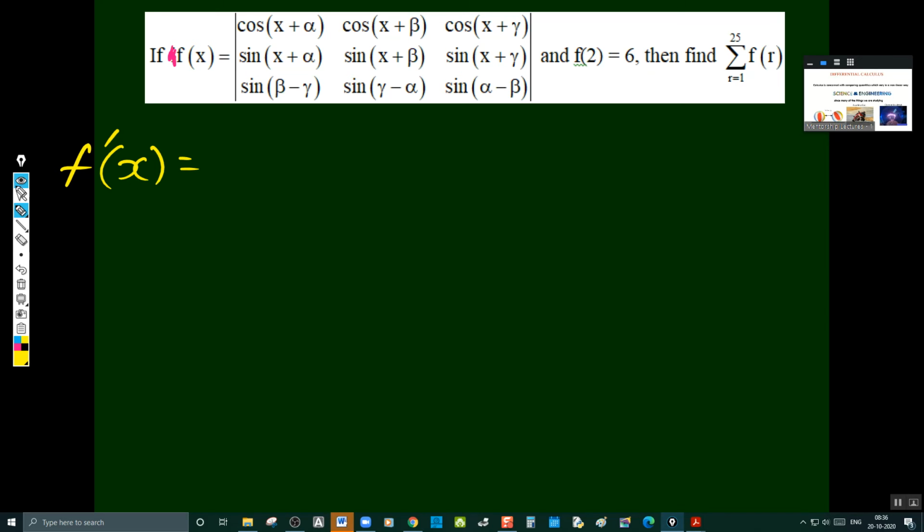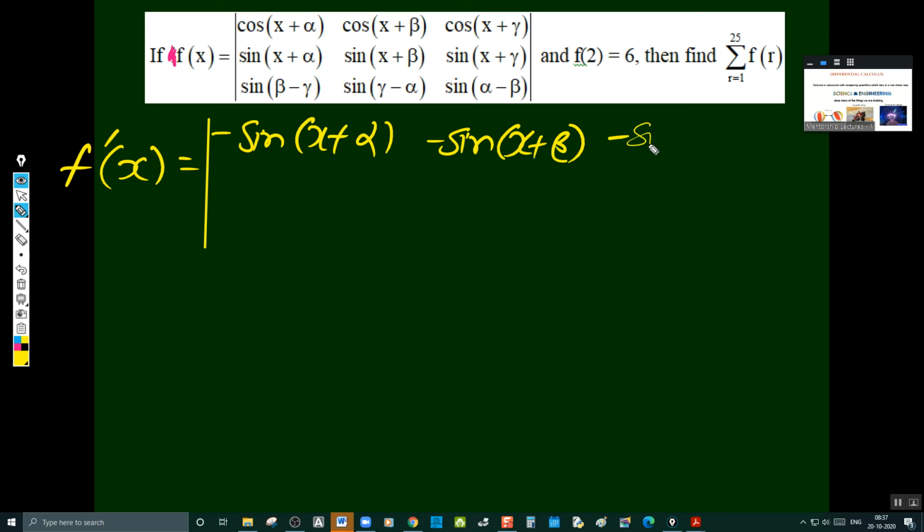Is f of x constant or not? How do you know that f of x is constant or not? Very simple. You can see the interrelationship between R1 and R2. If you differentiate R1, you get minus R2. You don't find any difference even if there is a minus there. So let me write f dash x: minus sine of x plus alpha, minus sine of x plus beta, minus sine of x plus gamma.